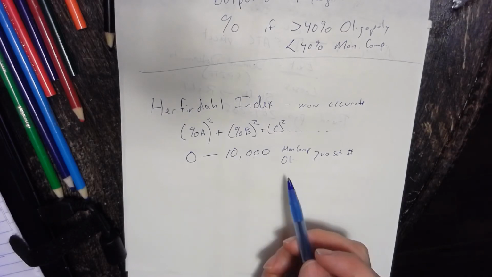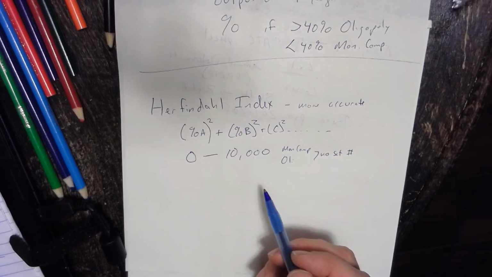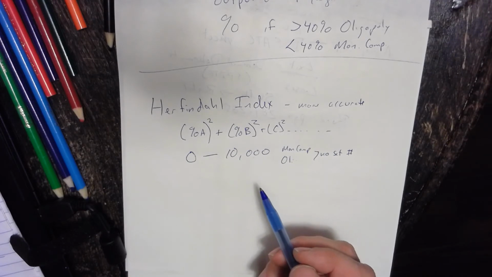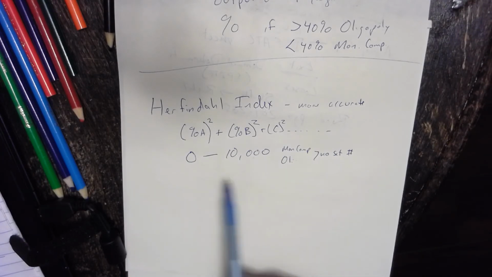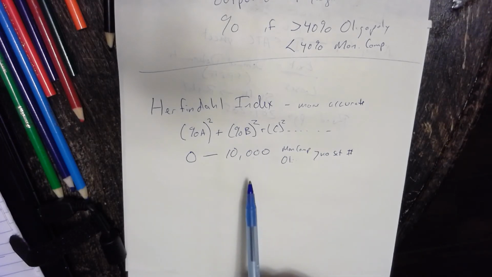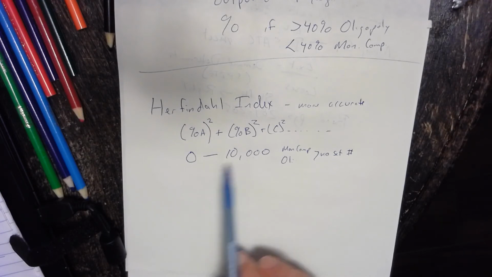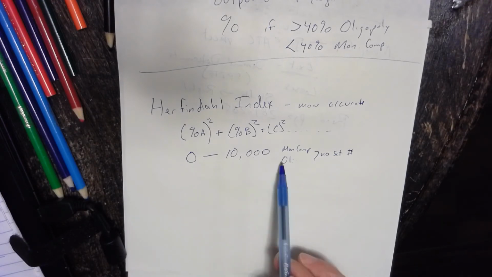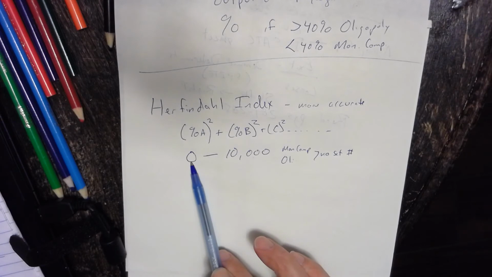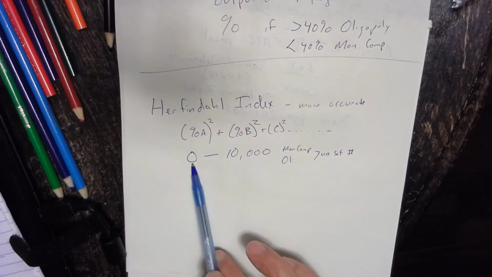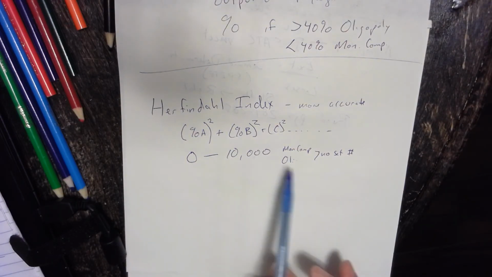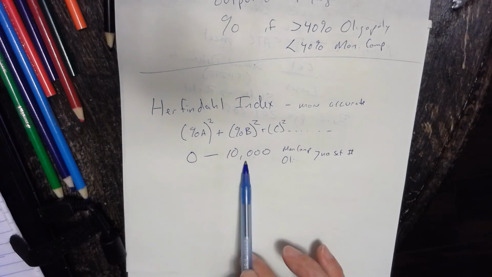There is no set number that meets these. Just know that wherever it falls, if the number is obviously closer to here, it's more monopolistic competition and pure competition. And if it's bigger, it's more of an oligopoly and a pure monopoly.